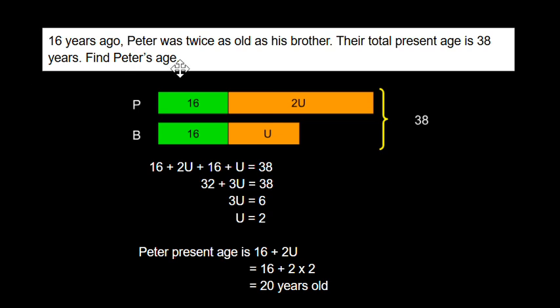Find Peter's age. So now you know that 16 plus 2u, 16 plus u, add up must be equal to 38. So 32 plus 3u is 38, 3u is 6, and u is equal to 2. Okay, so Peter's current age is 16 plus 2u, so it's 16 plus 2 times 2, which is equal to 20 years old. Same thing, you notice I add the year on the side.